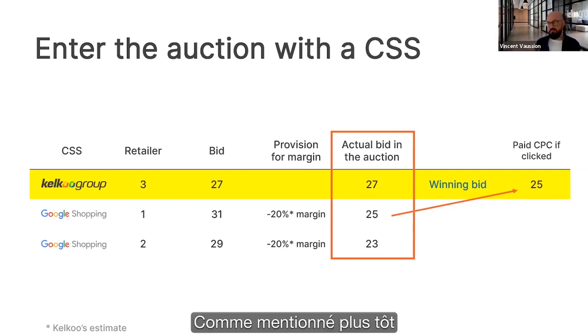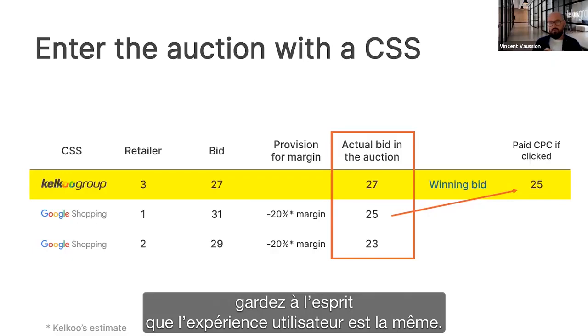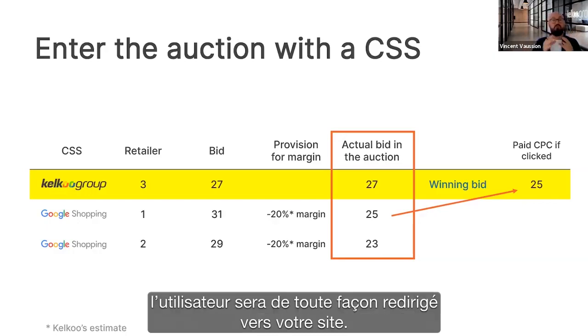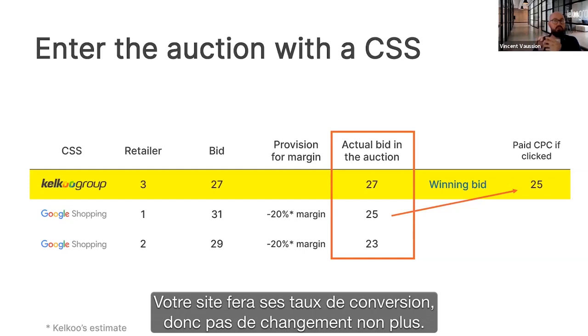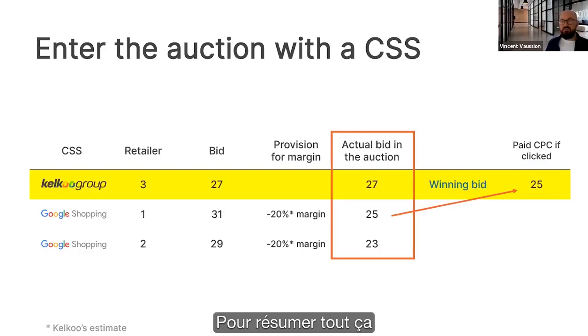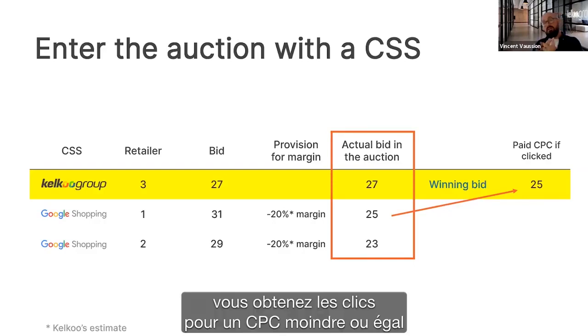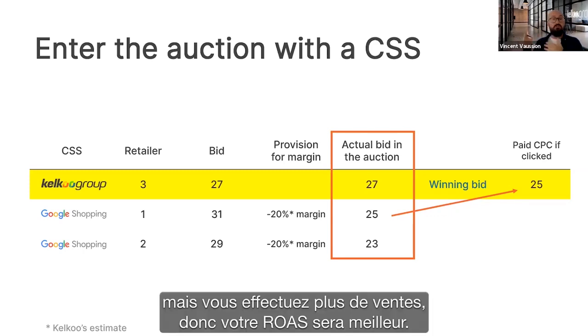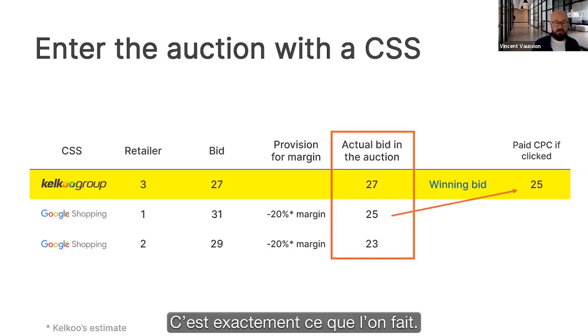Because keep in mind that, as we were saying earlier, the user experience is the same. So if you work with a CSS or if you work with Google Shopping, the user will still go from the image to your website, with your conversion rate. So there are no changes there either. So basically, to sum this whole thing up, you get more clicks at a lower or equal CPC, and you get more sales. Therefore, your return on investment, your ROAS, becomes better. And that's exactly what we do.